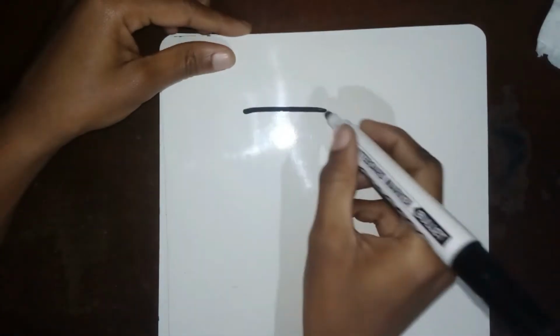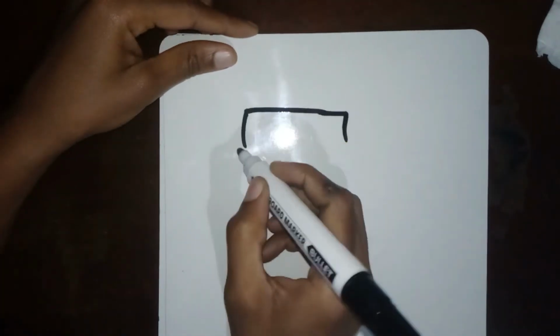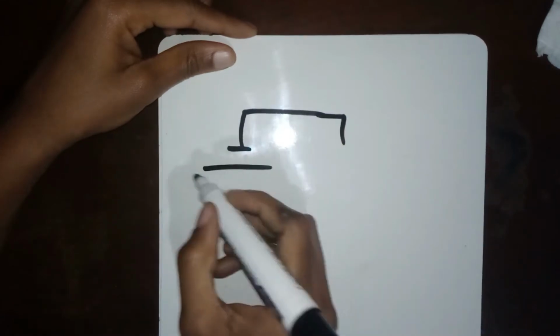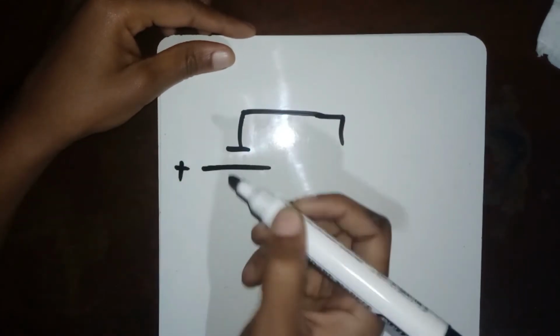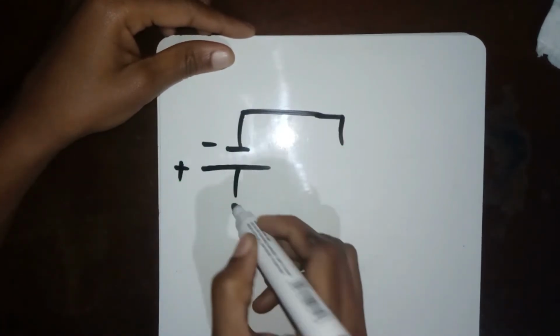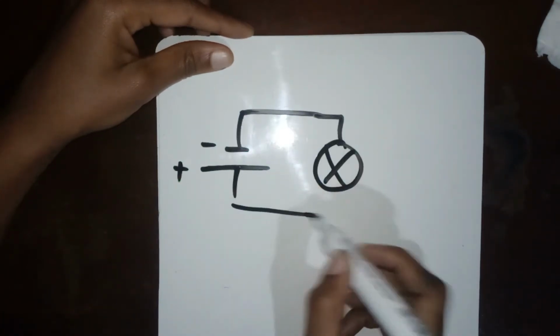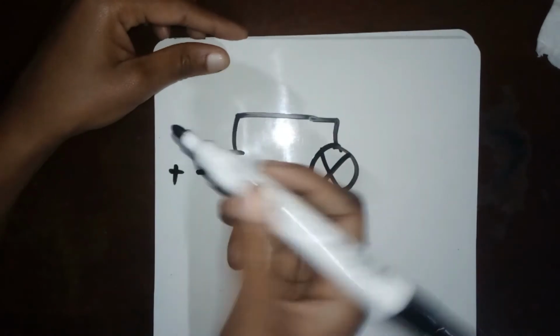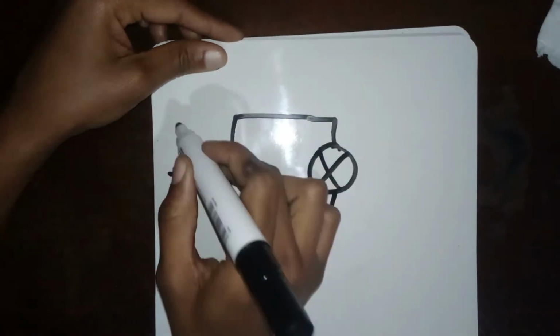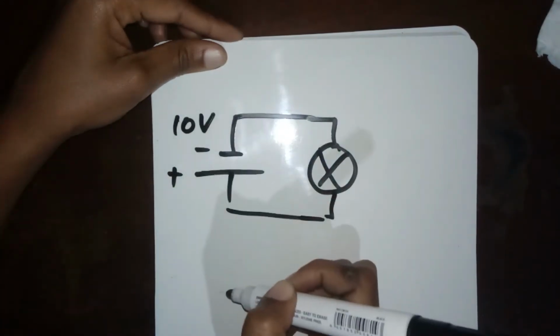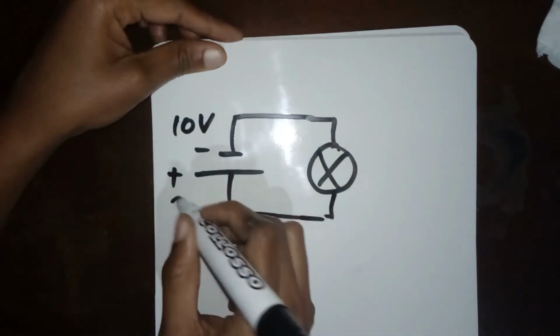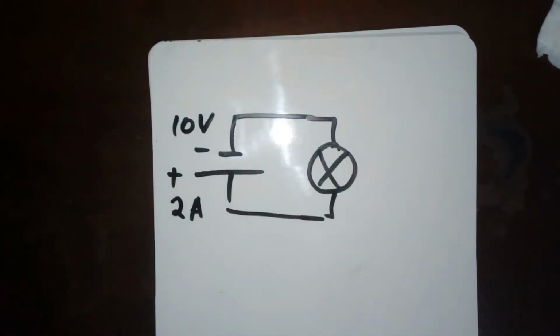So how would we just get direct current? Imagine that you have a circuit diagram like this here, where it's connected to a cell or a battery. This is the positive, this is the negative. And then you had a light bulb there. So let's say the voltage output, the potential difference, was 10 volts, and then the current was just 2 amperes.